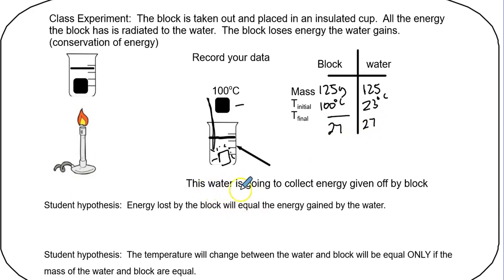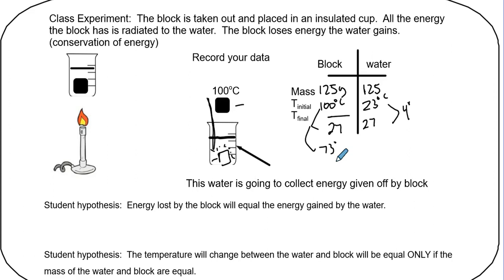So here we go. The water is going to gain energy and the block is going to give off energy. This guy's got a 4-degree change. This guy's got a change that is what? 100 minus 27 is 73 degrees. So 73 degrees change as opposed to 4 degrees change. Take a moment, look at these questions down below here. Which ones are true, which ones are false? What do you think?